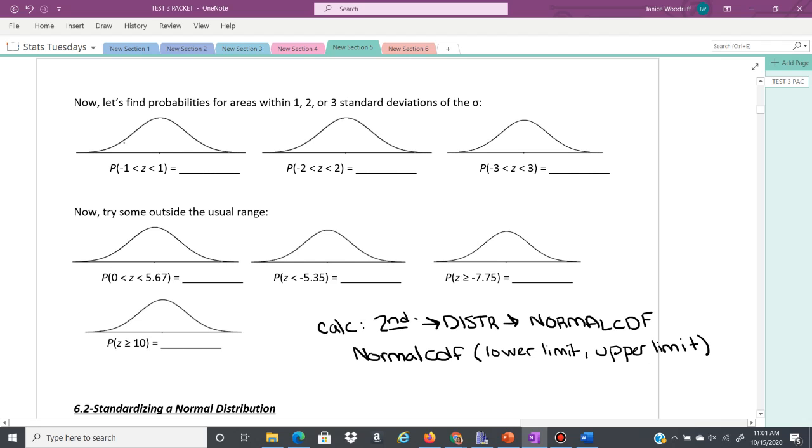So this first problem here, you want the z-score between -1 and 1 standard deviation. We should know from the empirical rule that within one standard deviation, that is 65%, or 68%, sorry. But we can find this on our calculator.